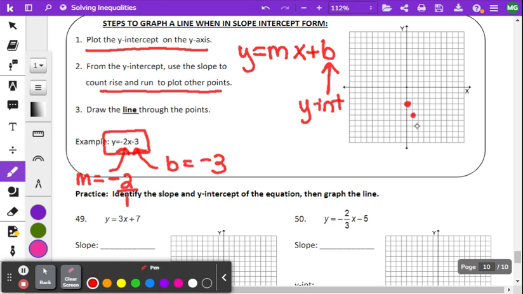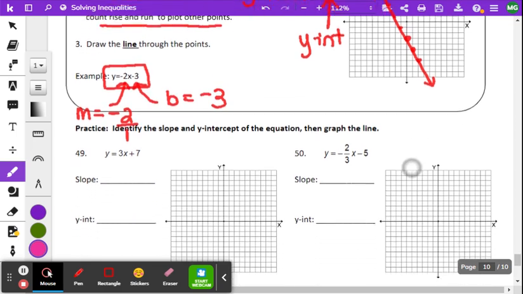I like to do that a few times. Maybe go in the opposite direction as well. So instead of down and to the right, I'll go up 2 and to the left. You could do this all day. These points would all be making a line. And then we go ahead and draw a line through those points. And that is a graph of the equation y equals negative 2x minus 3.